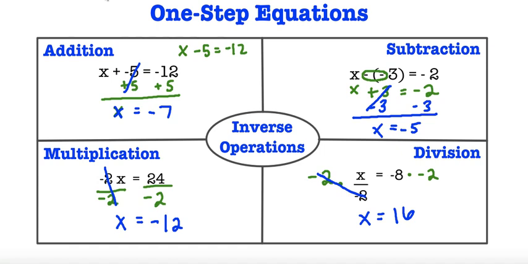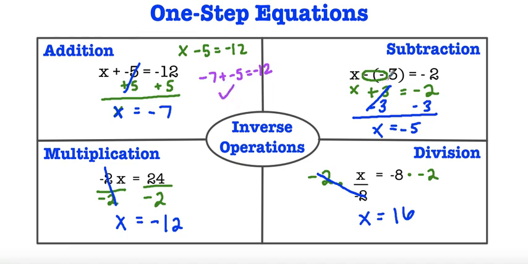Now, if I wanted to go back and check my answers, all I would have to do is substitute. So here, if I wanted to go back to my original problem, I would have negative 7 plus negative 5, and a negative plus a negative is a negative, so that equals negative 12. And the shortcut here is to add the negatives and then keep the negative sign. So negative 7 plus negative 5 is negative 12. And that's what our original problem said, so this is true.